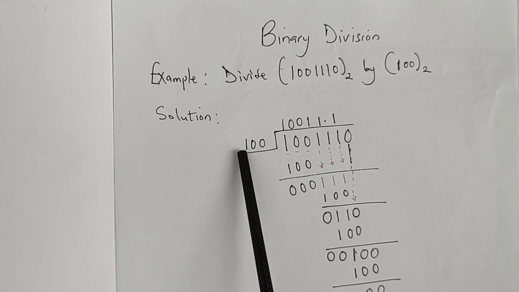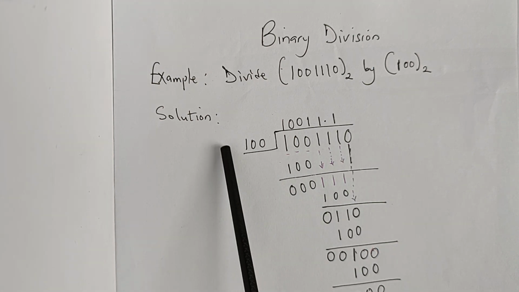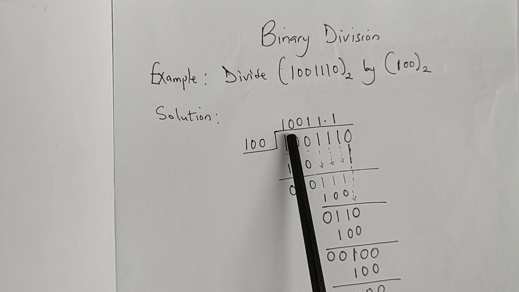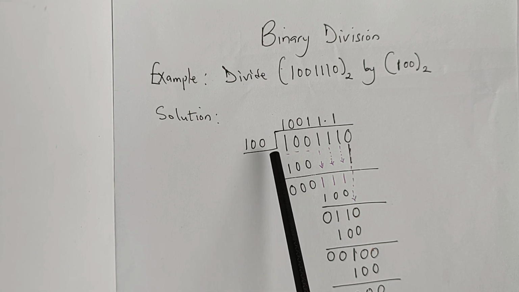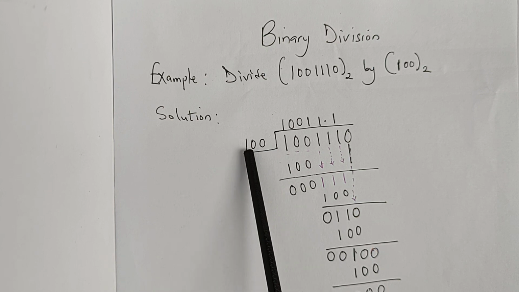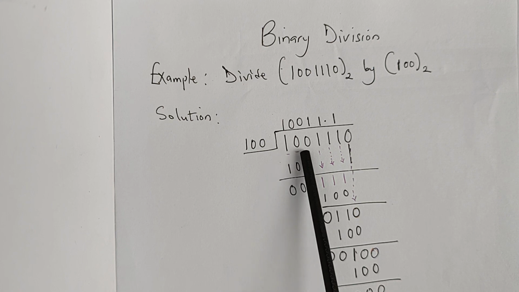The rule says that when you want to carry out such an operation, all you need to do is first consider the single bit. When you consider the single bit and compare it with the divisor, if it is less than the divisor, it means division is not possible. So you need to consider 2 bits.